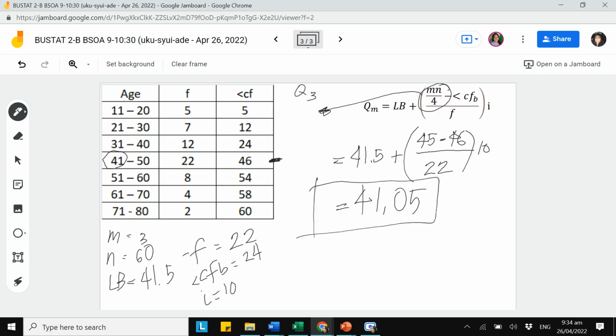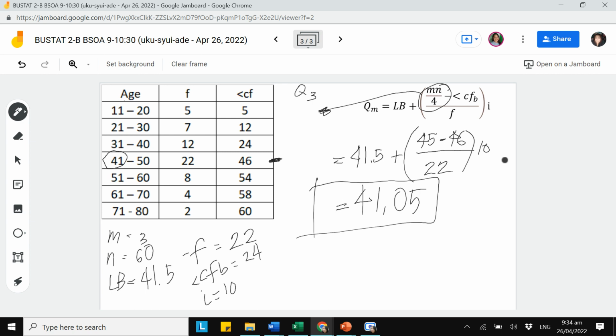So far, no problems with getting the quartiles, right? As long as you first compute the position so we can identify it here. Okay, so it's the same concept. So I guess everything is clear on that part. Let's proceed now to the next one.